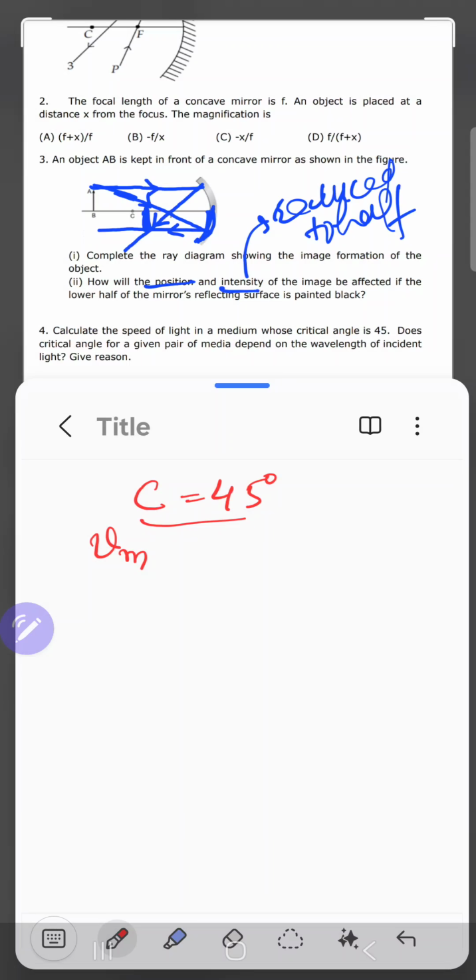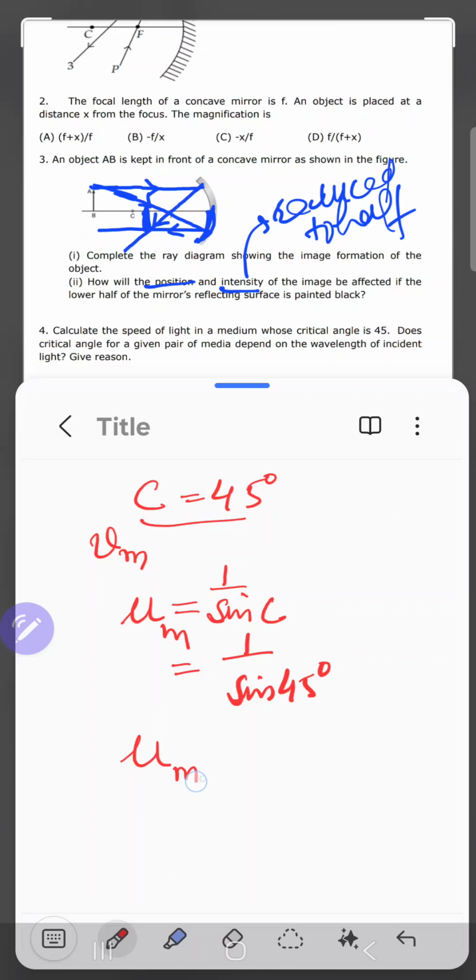So from the critical angle, we can find the refractive index. As from the TIR, or total internal reflection topic, it is clear mu is 1 over sine C. So 1 over sine 45, C is given as 45. So refractive index of the medium is written as, sine 45 is 1 by root 2, so refractive index of the medium comes out to be root 2.